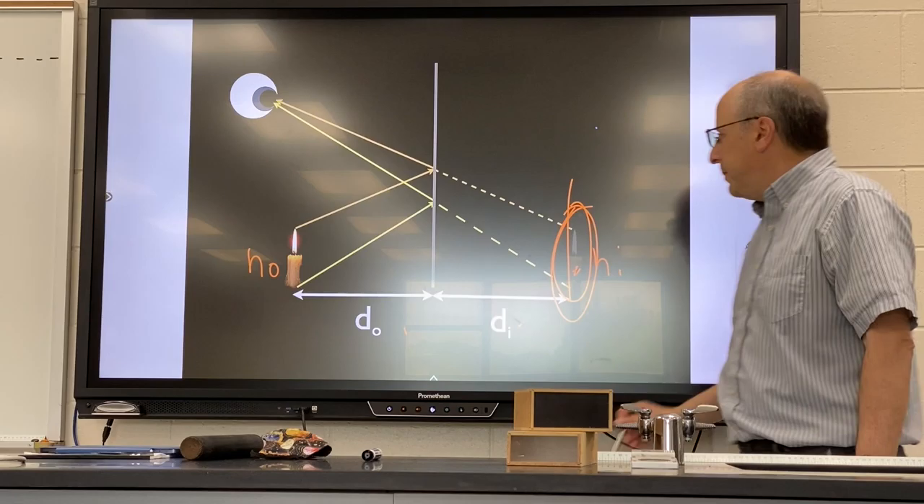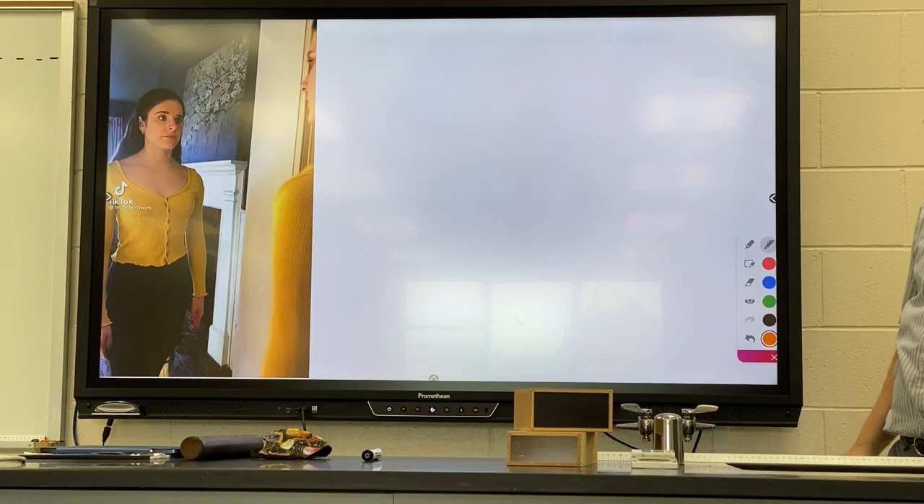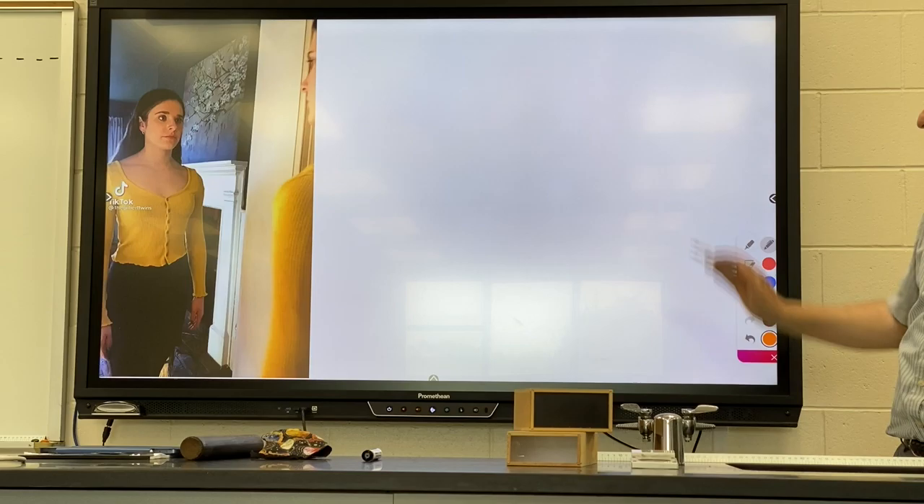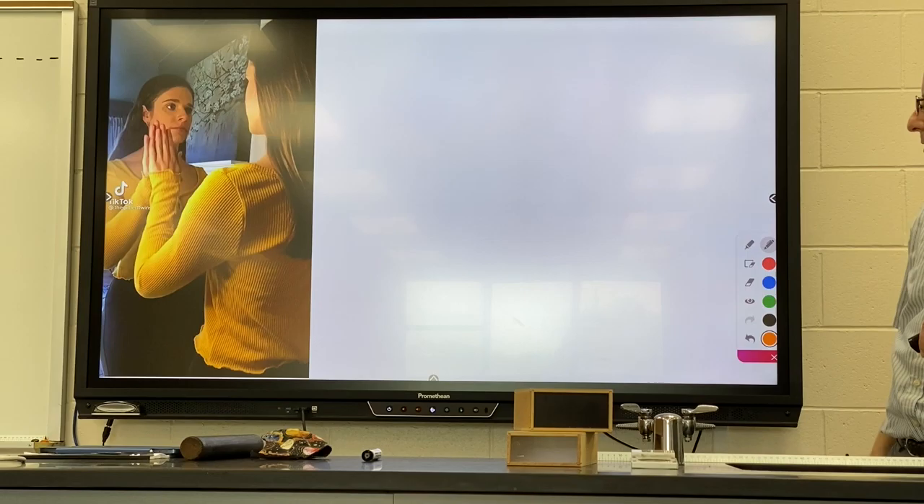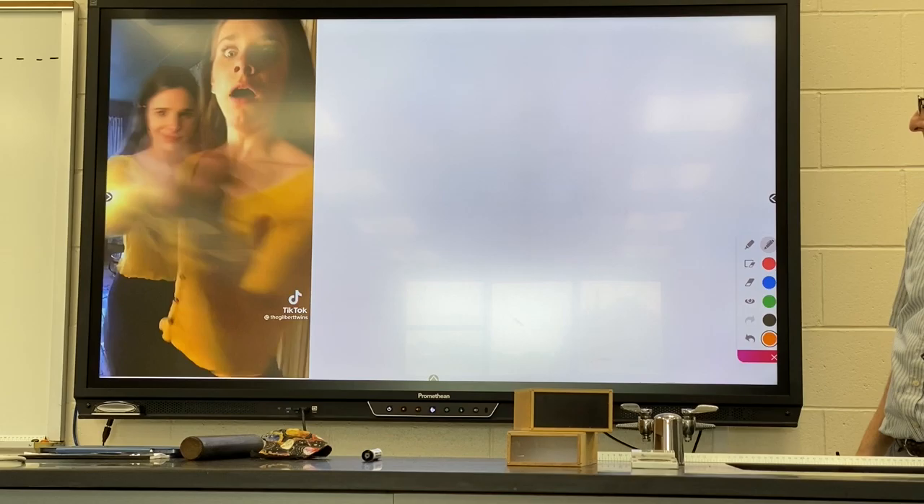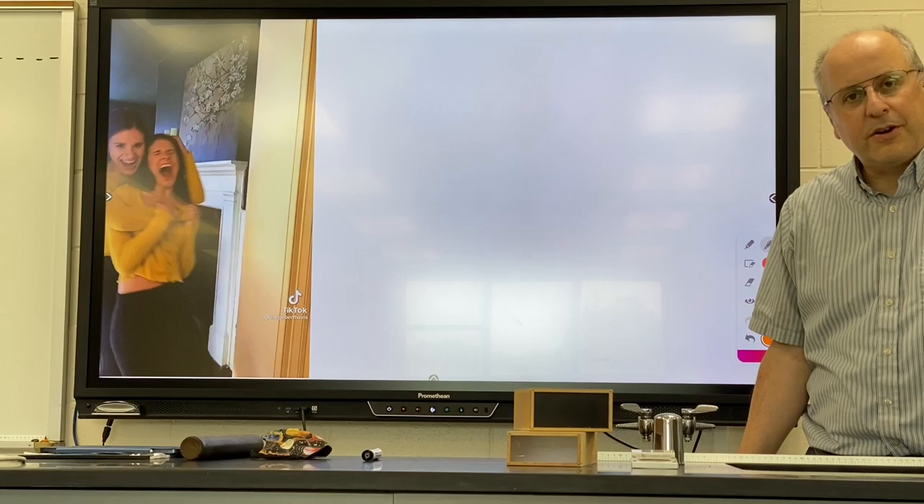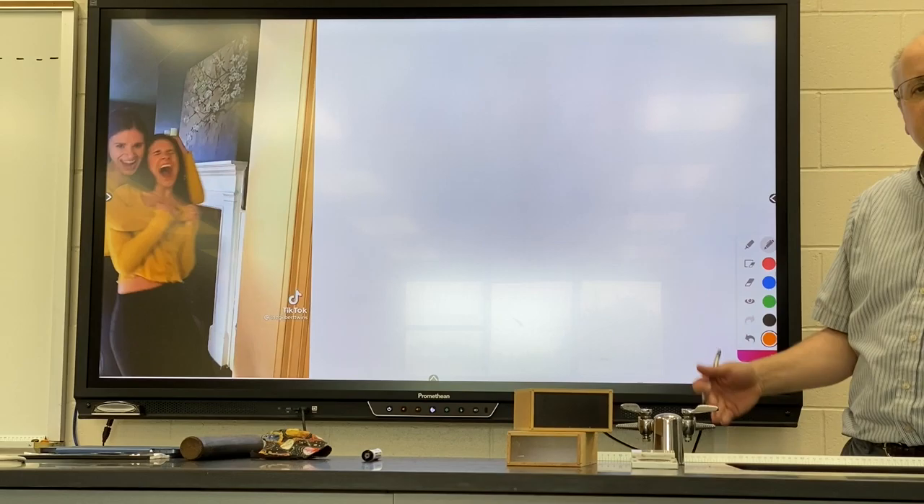Okay, so when this person is looking in a mirror, they are going to see their mirror image the same distance behind the mirror as they are in front of the mirror. When they bring their hand close to the mirror, the image will also be close to the mirror. It looks like there is another person of the same size and the same distance away from the mirror as you are.